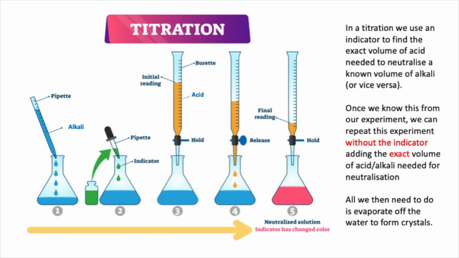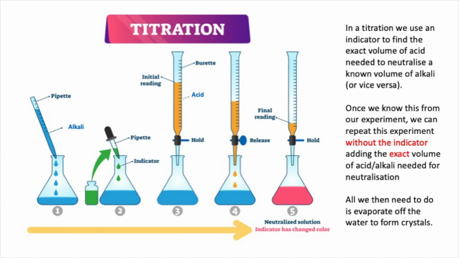Now this slide shows a summary of the main steps for carrying out a titration. Now the first step is to put a known volume of acid or alkali into a conical flask. Now a pipette is used to accurately measure this volume of acid or alkali. And in this picture you can see that we've used the pipette to measure the volume of alkali accurately, and we put the alkali into the conical flask.